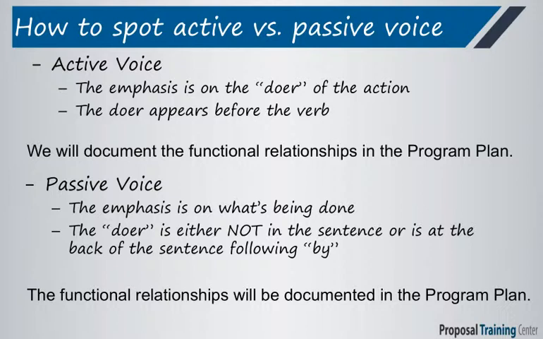He knows that both sentences mean that his team will document the functional relationships in the program plan. But the readers, who only have the words on the page, only know one thing for sure, that the functional relationships will be documented in the program plan. The readers, the evaluators of your proposal, can't be sure exactly who will be doing the documenting. This kind of ambiguity forces the reader to stop and reread to make sure she's getting it right. It slows her down, it tires her out.